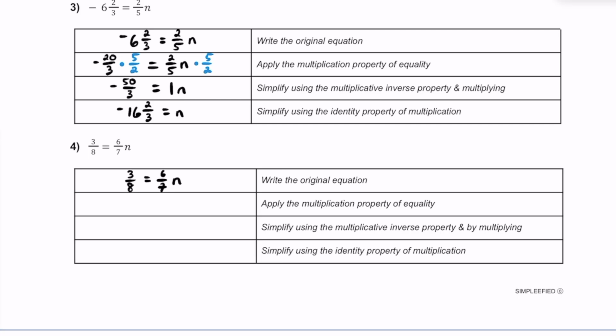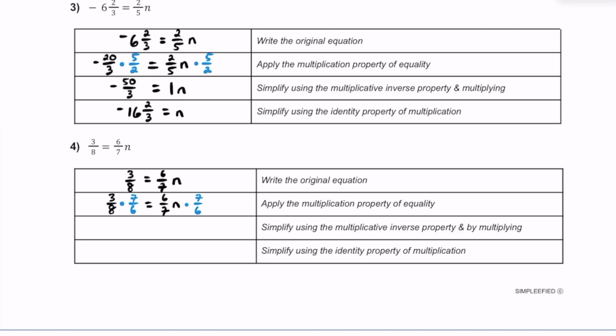So we really want the coefficient of this n to be 1, but right now it's 6/7. So how do we make it 1? Well, if we go ahead and multiply both sides by its multiplicative inverse of 7/6, then we'll be able to get that 1. So on the left side, take the 3/8 and multiply by 7/6. And on the right side, let's go ahead and also multiply this side by 7/6.